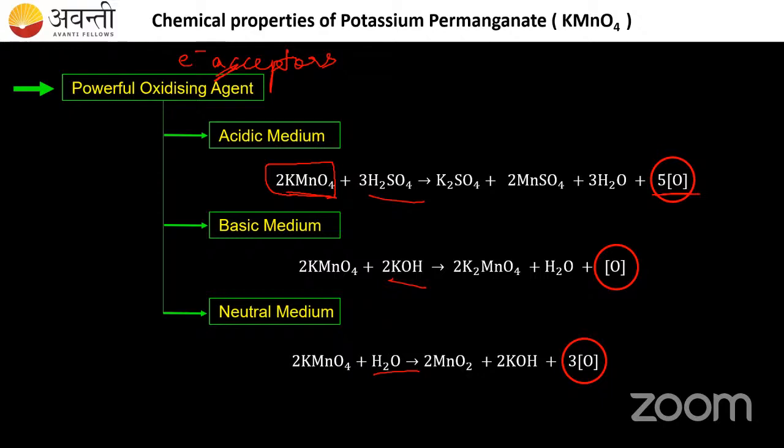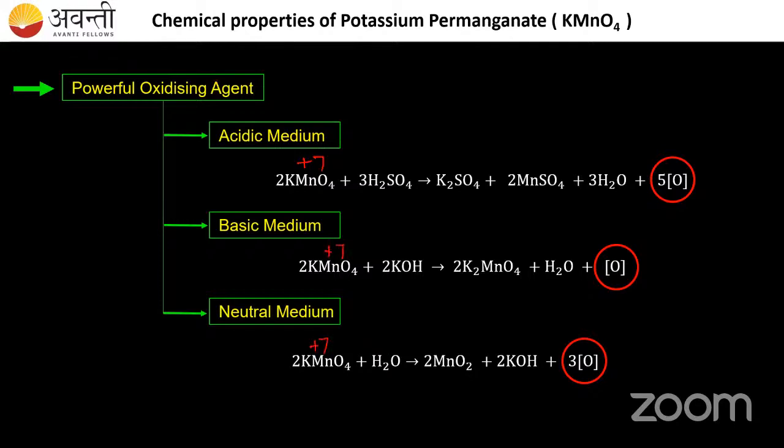Okay, but in acidic medium, oxidizing power is more, then in neutral medium, and at last only basic medium. Got it? So we have to check the oxidation state of manganese, then only you will be able to understand. I will explain. We all know that the oxidation state of manganese in KMnO4 is +7. So let me put +7 everywhere.